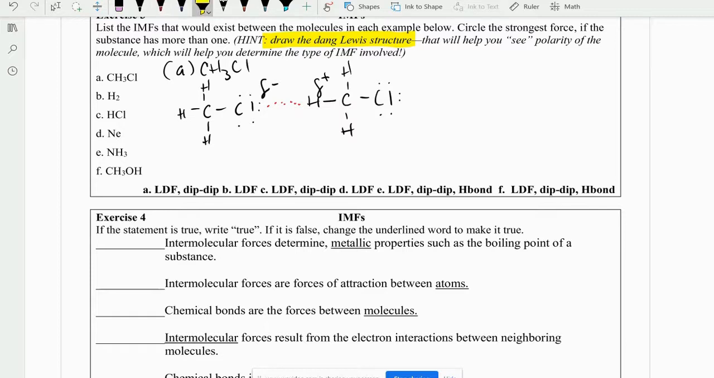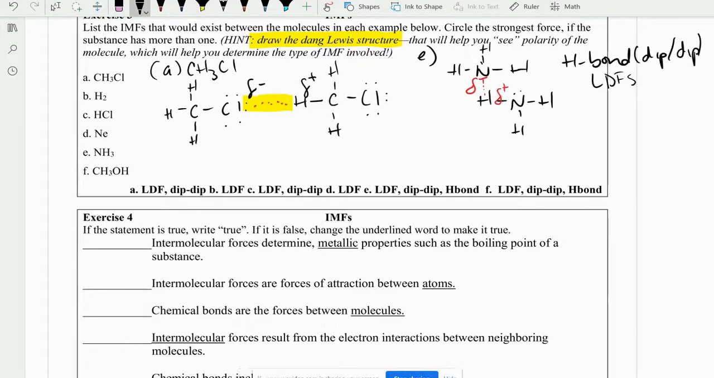Now, most of you would say, oh, this is a hydrogen bond. Well, no, hydrogen bonds are only defined as hydrogen forming an intermolecular force with fluorine, oxygen, or nitrogen only. In this case, hydrogen's forming an IMF with chlorine. So we just refer to that simply as a dipole-dipole. And then, of course, LDFs are here because every substance has London dispersion forces, which is the weakest type. And if there's any questions, we can go over these in class.